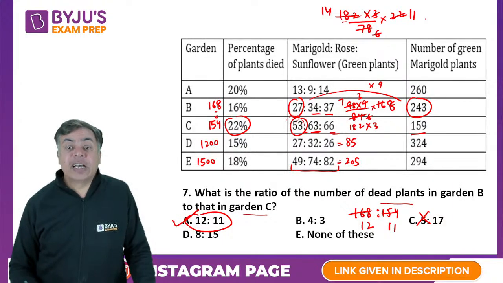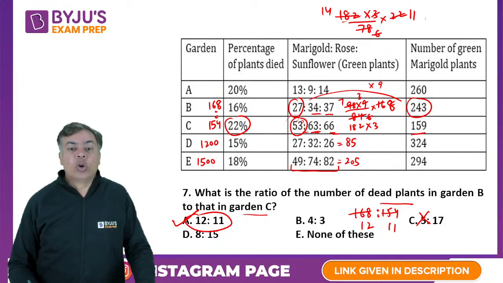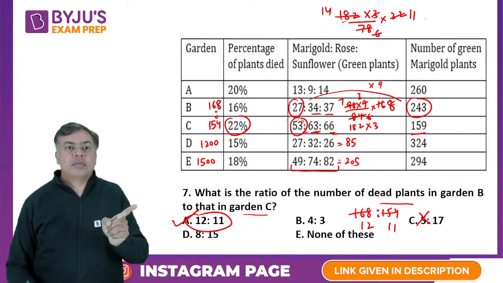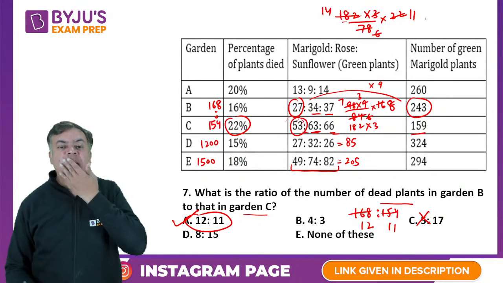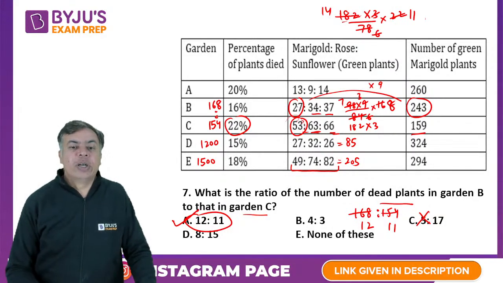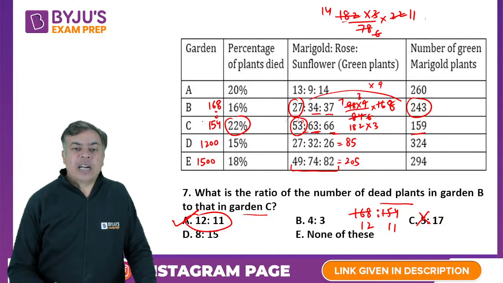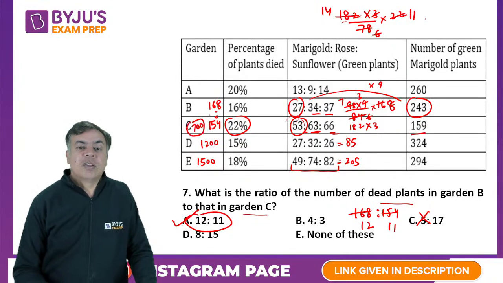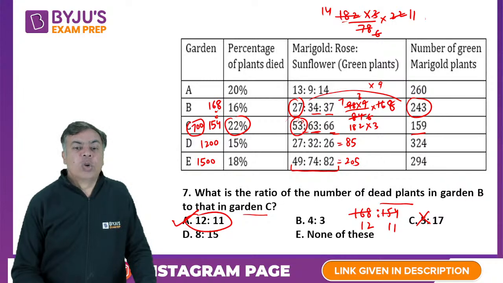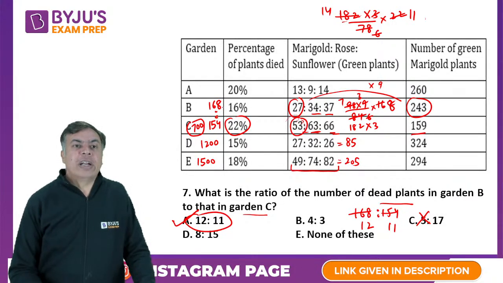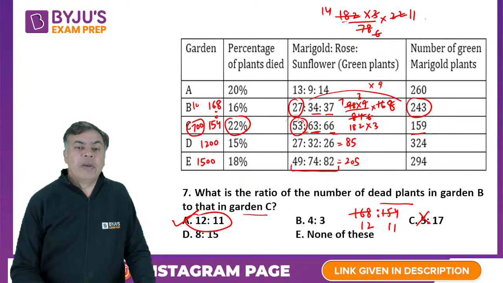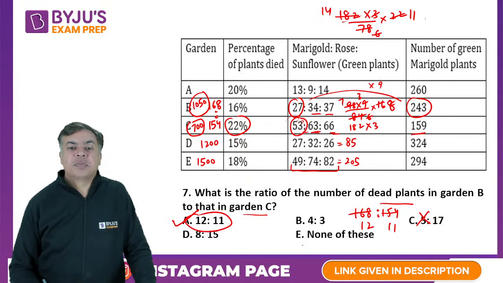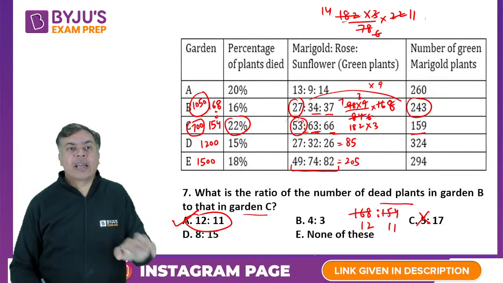But in this case also, you got the total also. You can talk about the total also, because here 22 into 7 is 154. So that means here the total C is 700. And here 16 into 10.5, so the total will be 1050. You can calculate the total also.